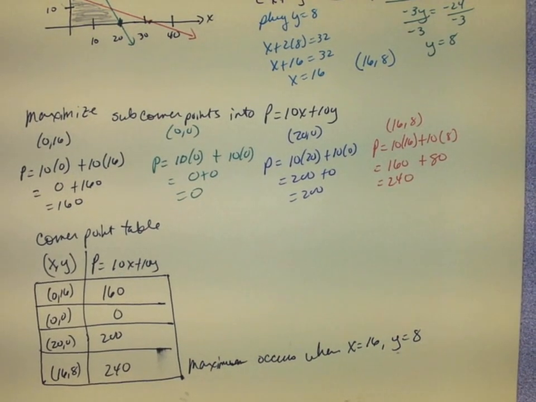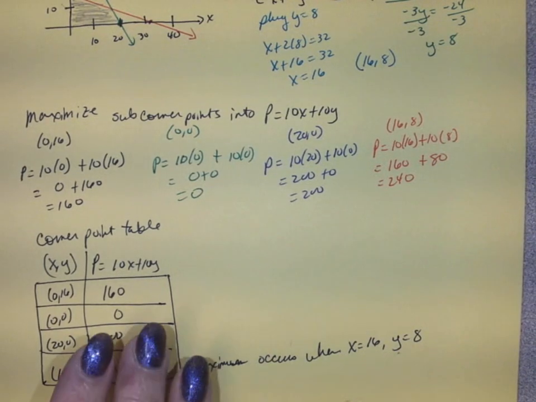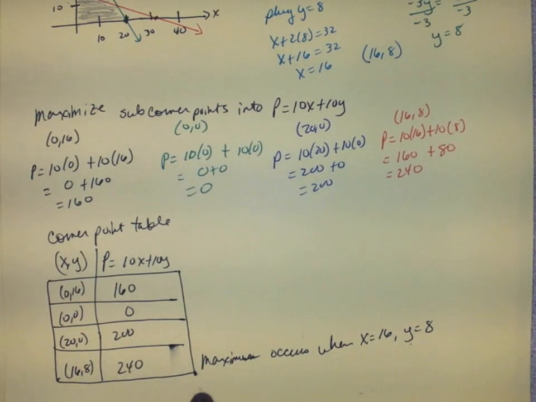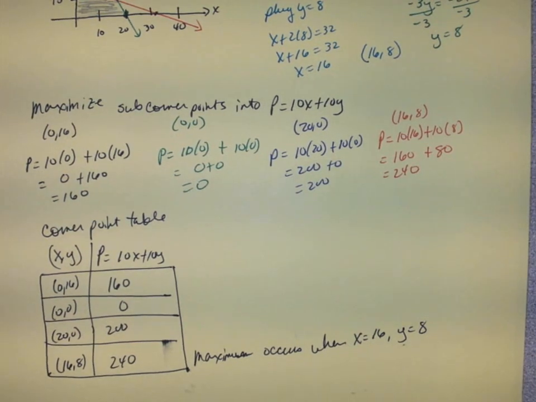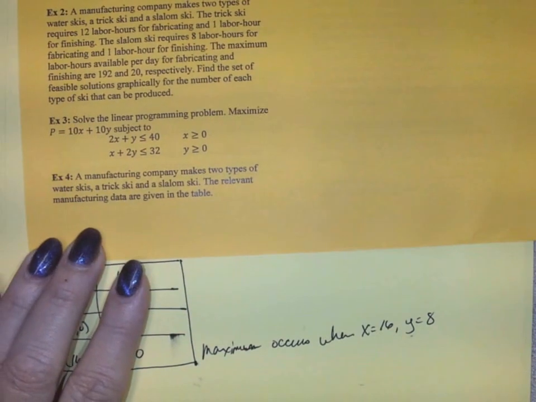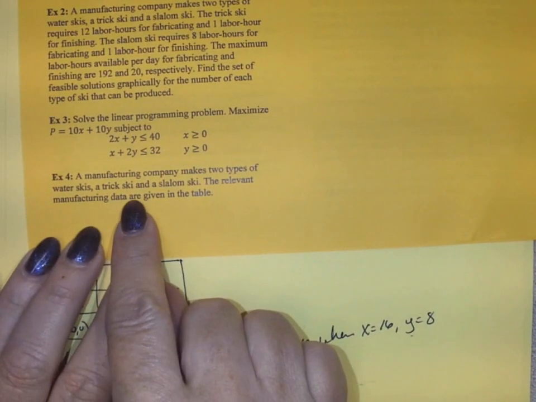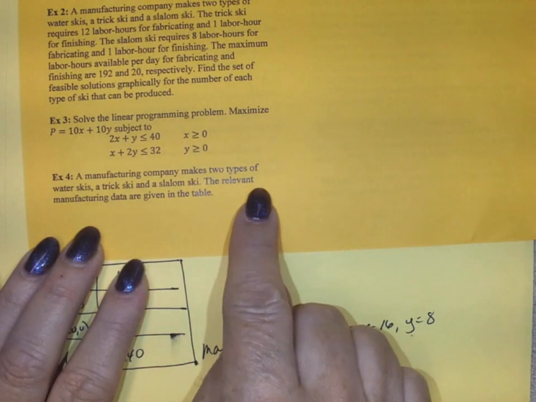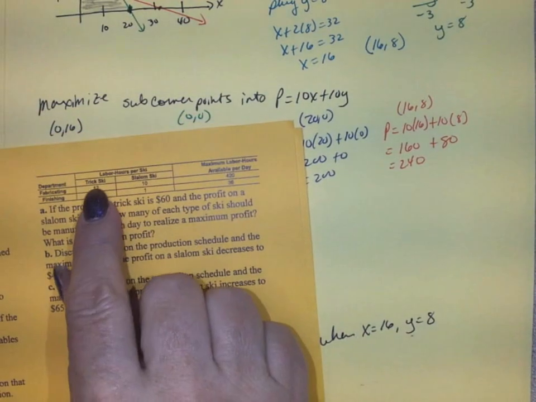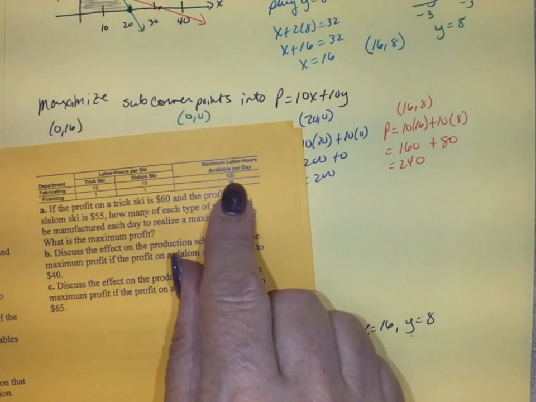All right, we have one more problem. So we're going to try and do this one. This one's similar to what we've done, but it's a little bit different. All right, so a manufacturing company makes two types of water skis, a trick ski and a slalom ski. The relevant manufacturing data are given in the table. So we're given a table.